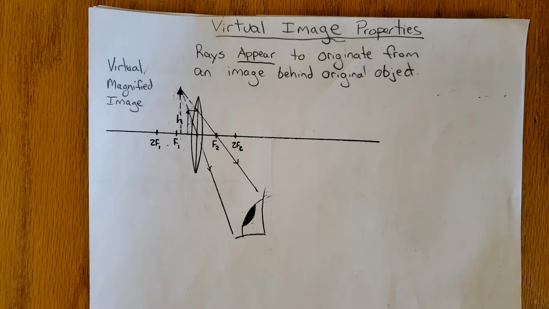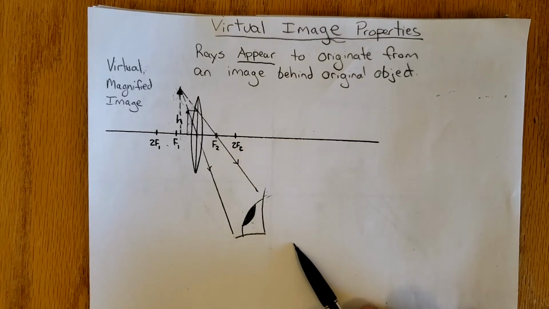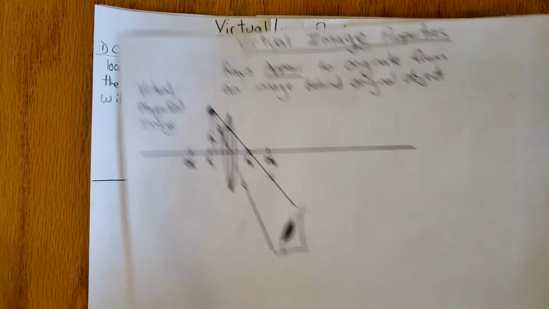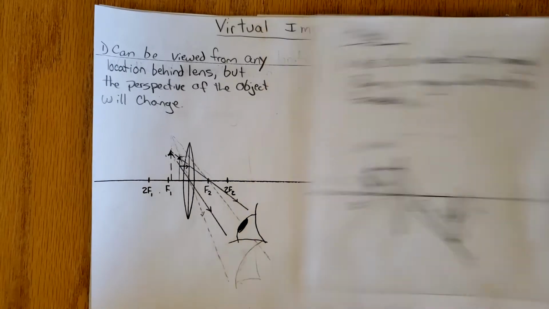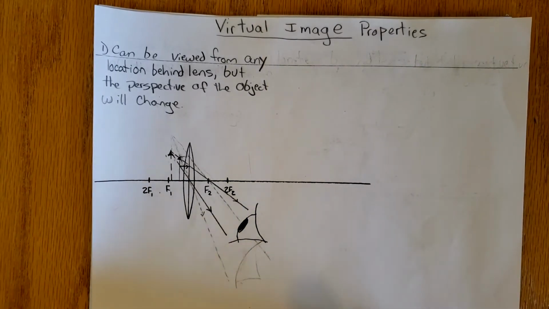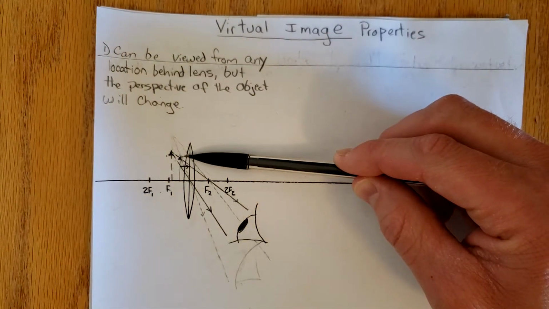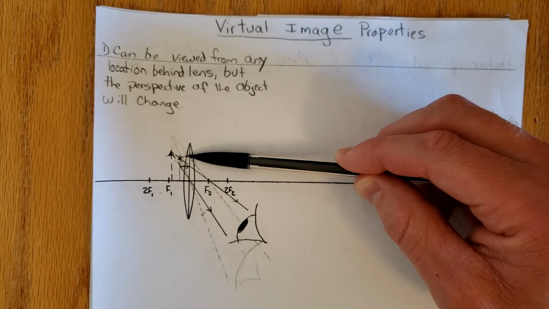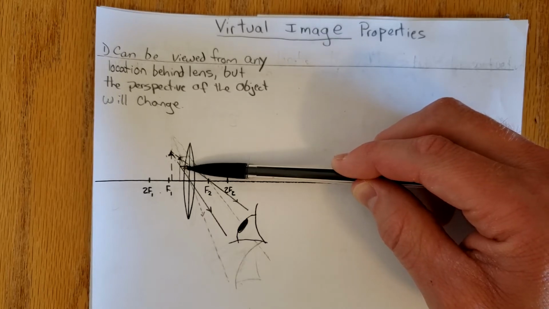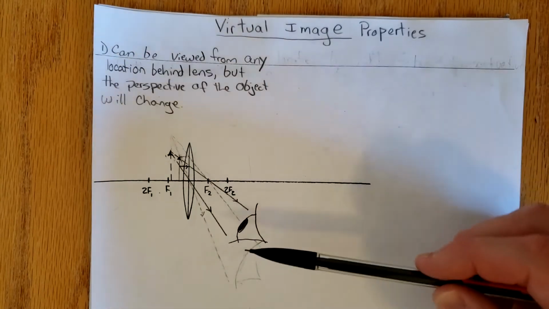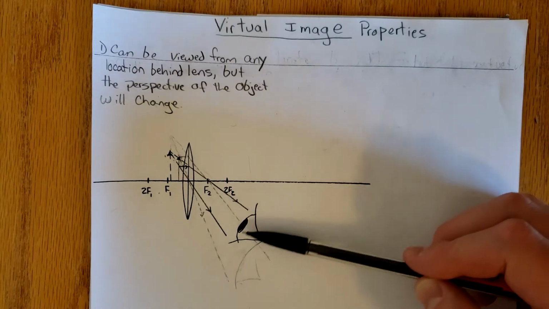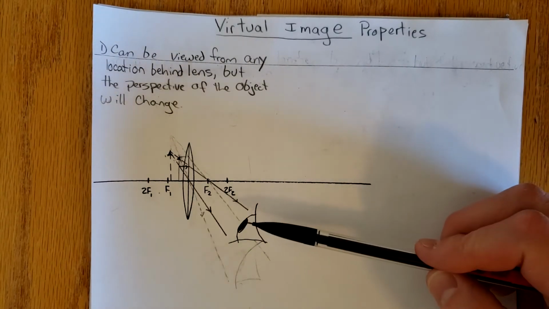Now, I've depicted the position of the observer to be here, but if we move the viewing position as depicted here, the observer can still see a focused version of the image, but the perspective of the image will change. Now, instead of a perspective centered at the top of the object, the perspective is shifted to a slightly lower spot on the object. So a virtual image can be viewed from any location behind the lens, but the perspective of the object will change.